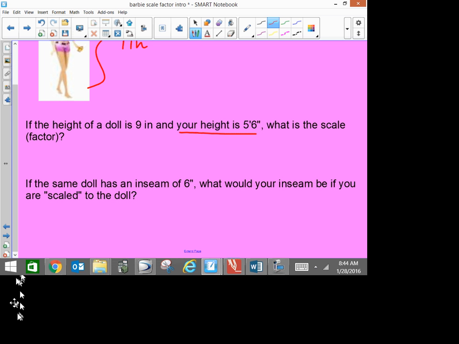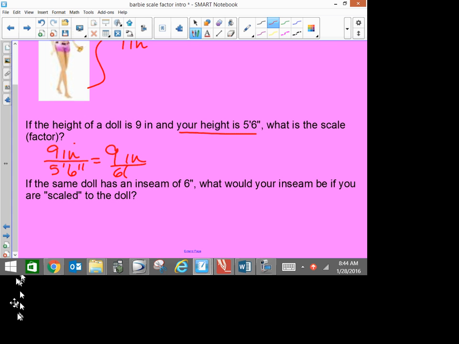What is the scale factor? 9 inches, and 5 foot 6. Jacqueline, what do you think it is? 3 over 11. And she did 9 inches with 5 foot 6 inches, which is how many inches? 66 inches. The inches are gone. You're going to take a 3 over 22. Okay. Divide that out.